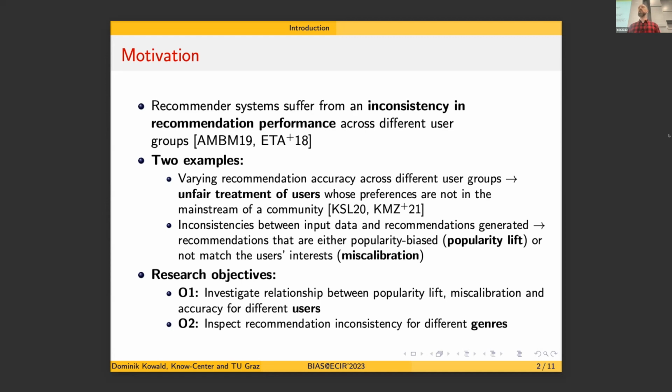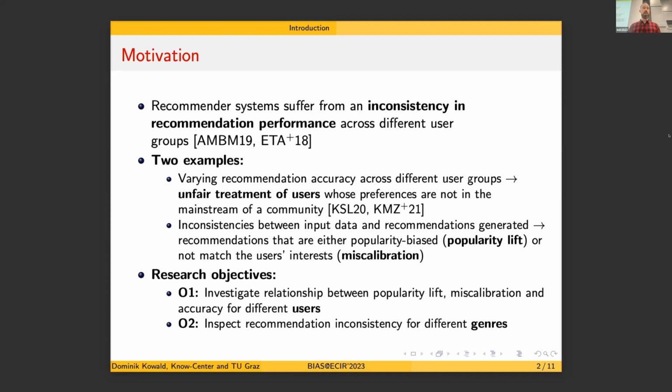And the second one is the inconsistency between the input data of a recommendation model and the output of this recommendation model, so the generated recommendations, which could lead to recommendations that are either popularity biased. We can measure this with metrics such as the popularity lift metric, or that do not match the interests of a specific user. We can measure this with metrics based on calibration, like the miscalibration metric.